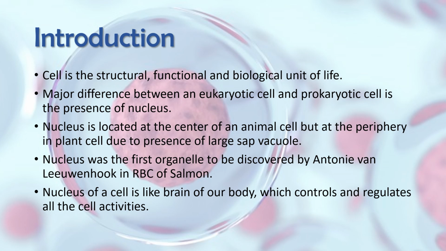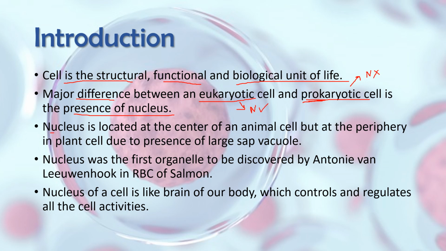As we all know, the smallest unit of life is a cell. So we can say that the cell is the structural, functional and biological unit of life. Now, how important is the nucleus for a cell? On the basis of nucleus, cells are classified into prokaryotic cells and eukaryotic cells. The major difference between a eukaryotic cell and a prokaryotic cell is the presence of a nucleus. As you already know, in a prokaryotic cell no nucleus or no prominent nucleus is present, but in the case of a eukaryotic cell, a well membraned nucleus is present.